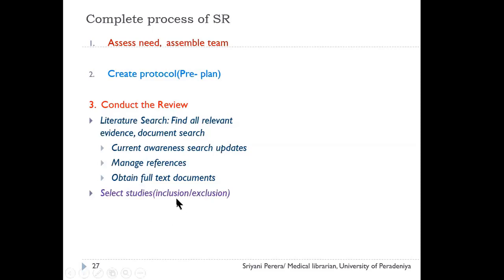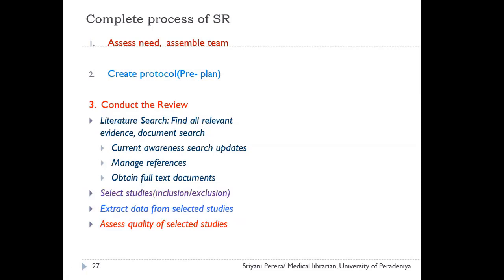So select studies is the next step. Now, the inclusion-exclusion criteria, we'll be talking about when creating the protocol. So using this criteria, you select articles out of those, and then you extract data from those selected articles.